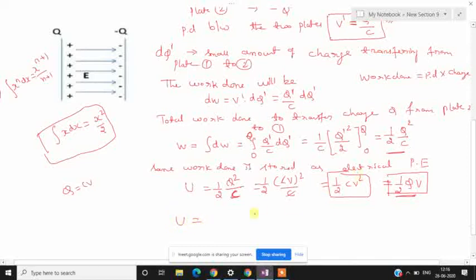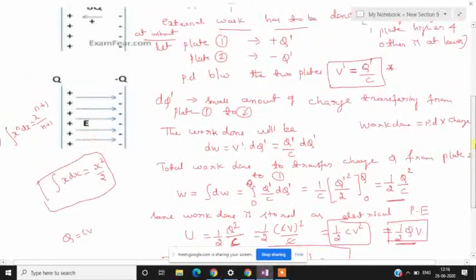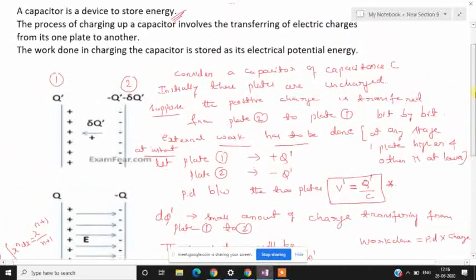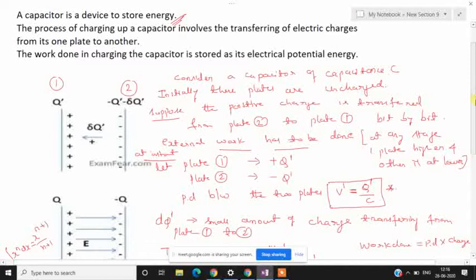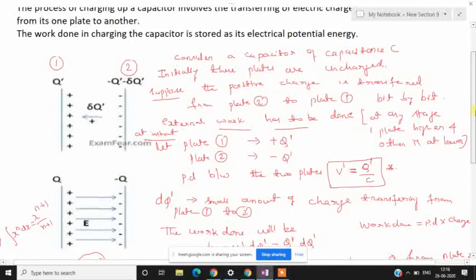One I derived here. In the same way, if you substitute Q is equal to CV in that, you will get another one. 1 by 2 Q square by C is one expression, 1 by 2 CV square is another expression, and 1 by 2 QV is also another expression. These all three are different expressions for the energy stored in a capacitor. So this is the derivation. For energy stored in a capacitor, this is asked most of the time, and numericals based on this derivation are also asked.